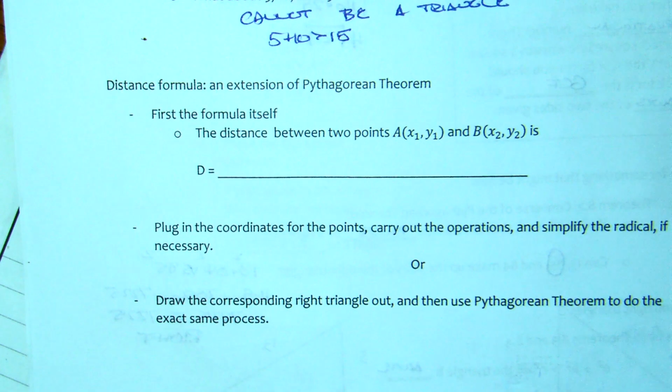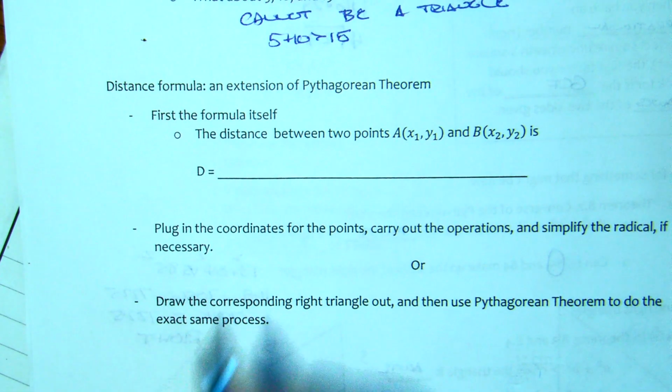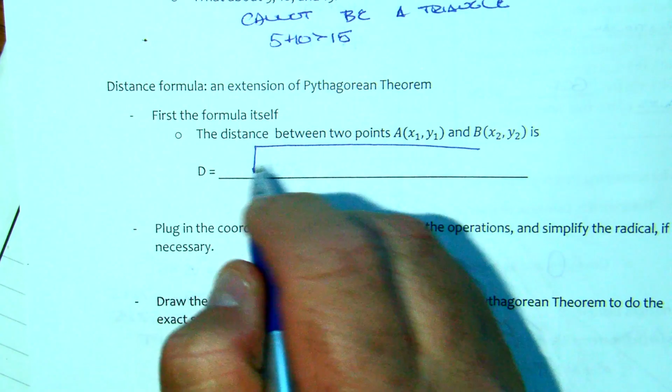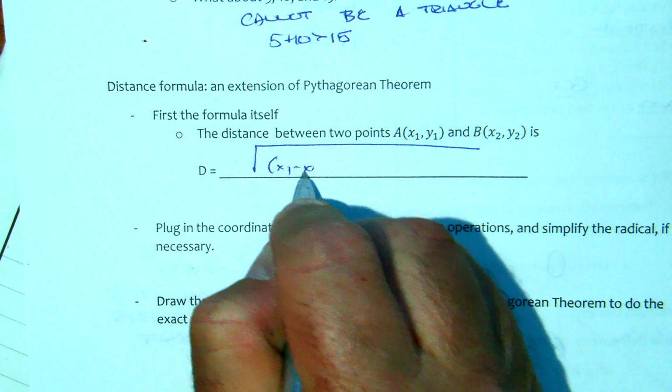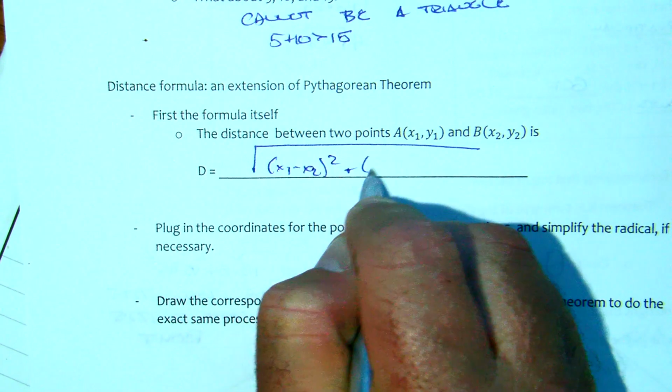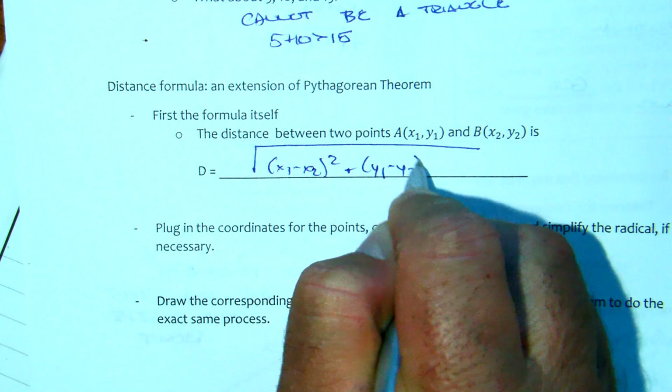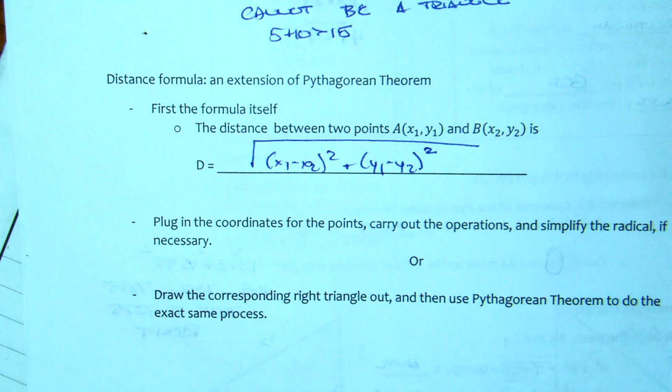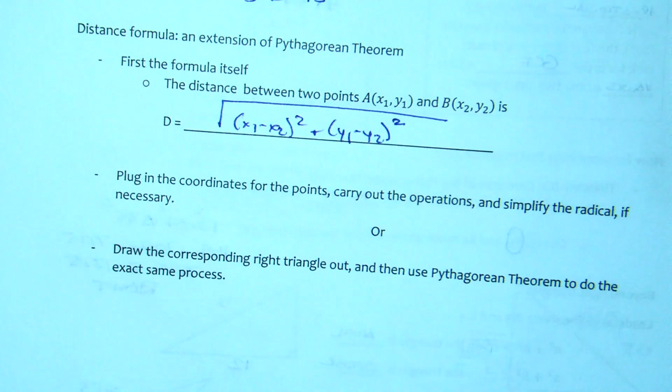The last thing we're going to talk about in this lesson, distance formula, an extension of Pythagorean theorem. First, the formula itself. The distance between 2 points A, (x1, y1), and B, (x2, y2), is distance equals the square root of (x1 minus x2) squared plus (y1 minus y2) squared. Alright? If you like formulas and you can keep all the subscripts clear and the minuses and the pluses, feel free to use that.